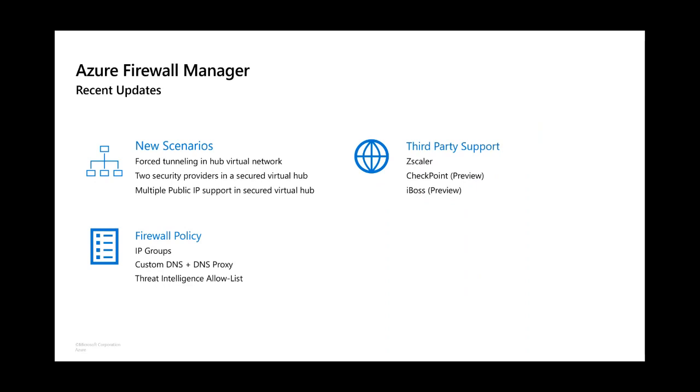There is also multiple public IP support in Secure Virtual Hub. From a firewall policy perspective, you can use IP groups, custom DNS, and DNS proxy. Again, I covered that in the previous webinar. And in the firewall policy, you can also manage or whitelist any false positives which you may see from a threat intelligence perspective, because Azure Firewall uses threat intel. If there is any whitelisting you have to do, you can do it in the central firewall policy using Firewall Manager.